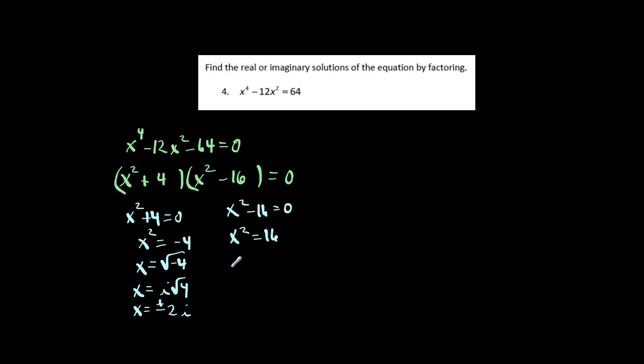Add the 16 over. Take the square root of both sides. It's going to be positive -4. So your roots are going to be 4, -4, positive 2i, and -2i. 4 roots for the quartic function.